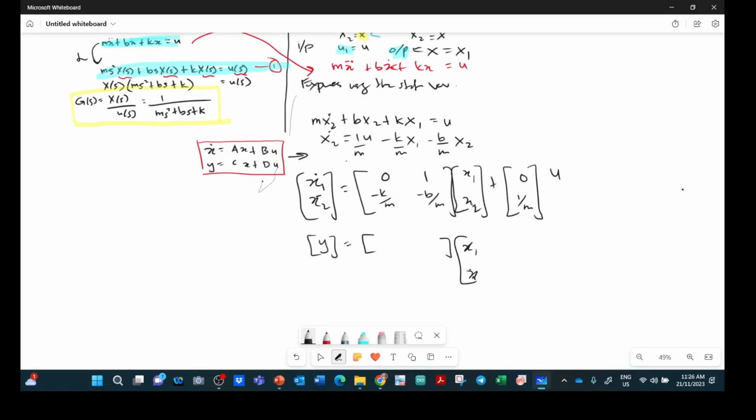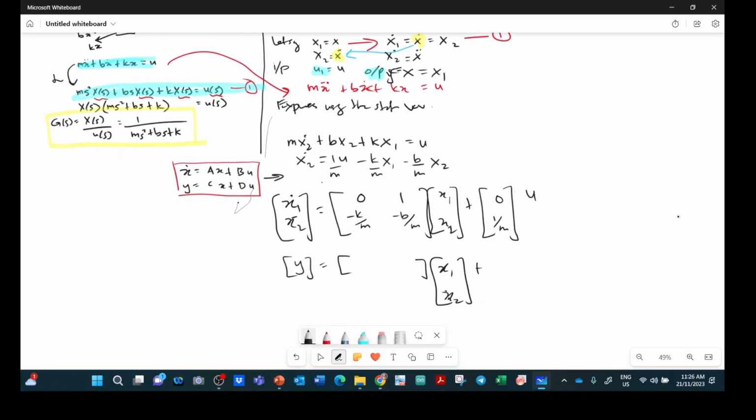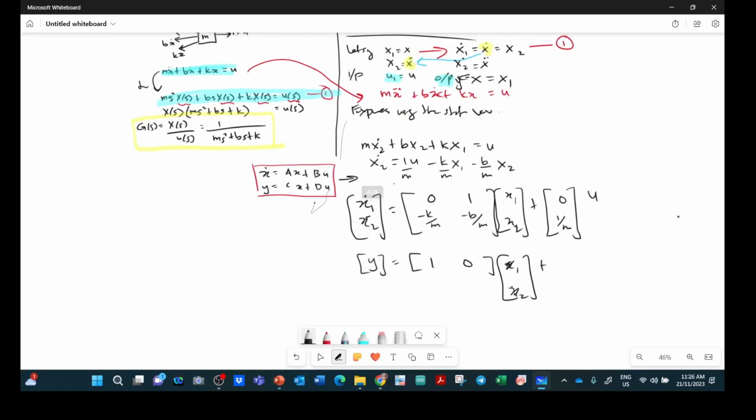Okay, so x1 and x2 plus, okay, so the output I have to define as y, y equivalent to x, you define in here, and equal to x1, so y is x1. So you have 1 and 0 plus 0. Okay, you don't have any input to this equation.